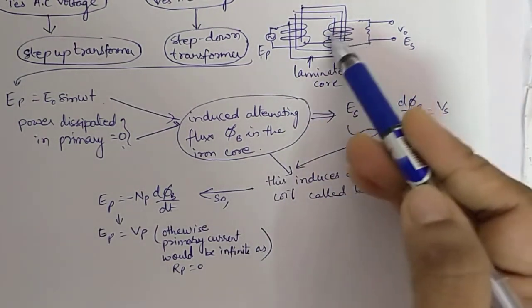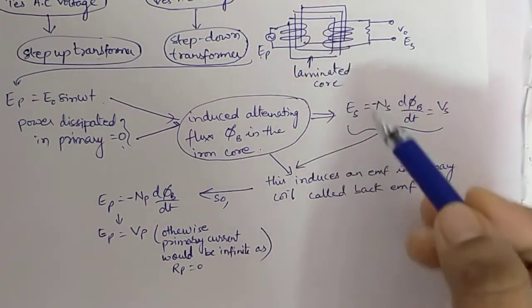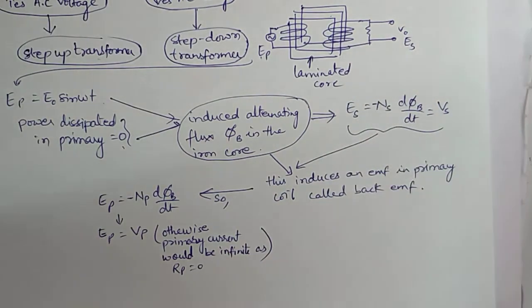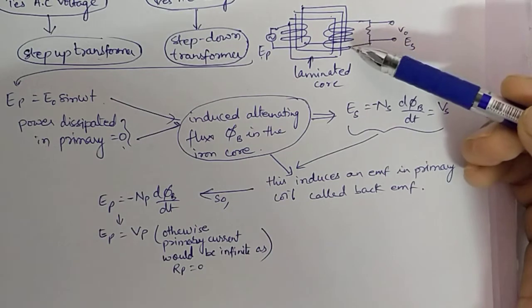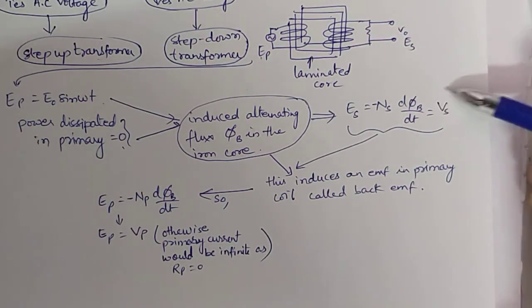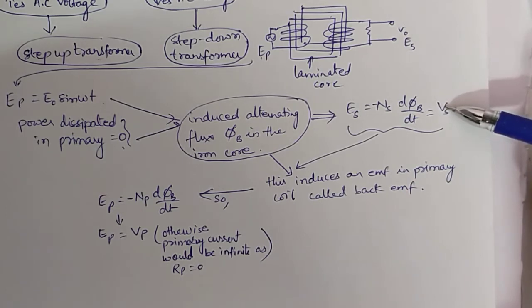Because of this mutual induction and change in the flux, there will be an EMF induced in the secondary coil, which is equal to minus d phi by dt. And if there are ns number of turns, then it will be minus ns d phi by dt. So this is our output voltage, Vs, the voltage in the secondary coil.